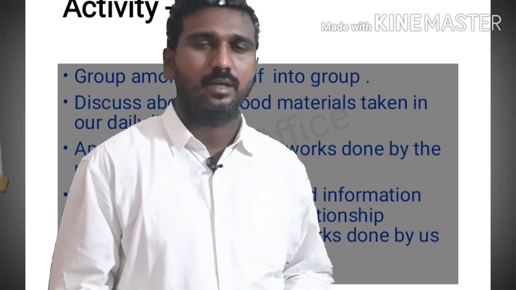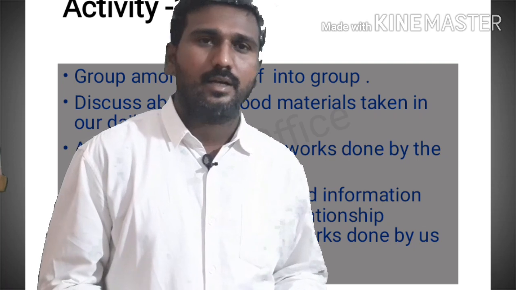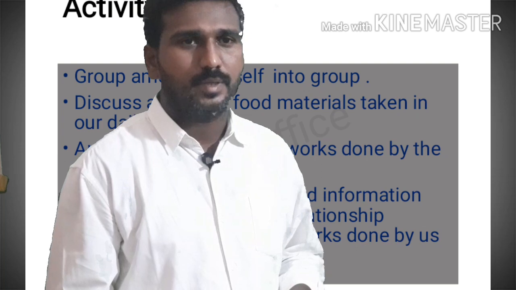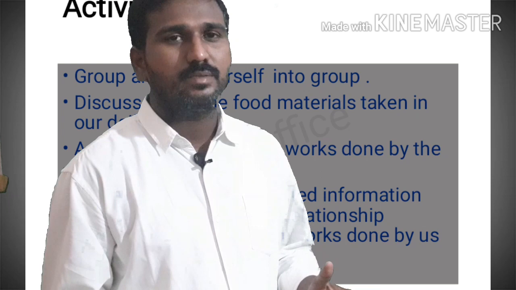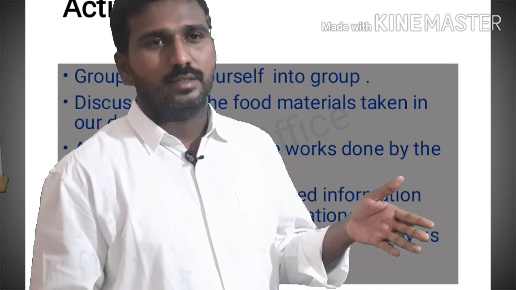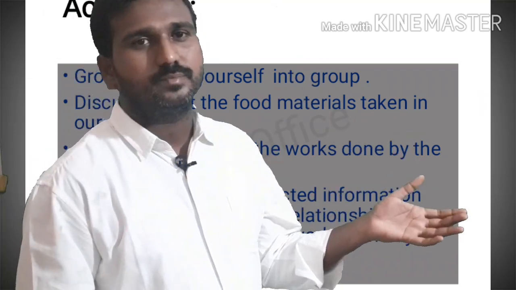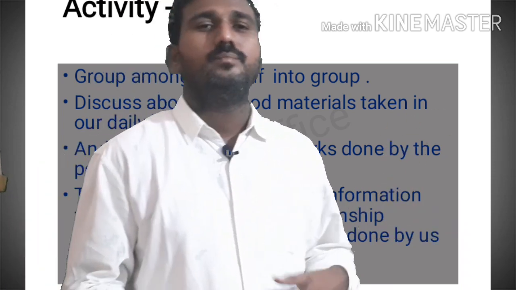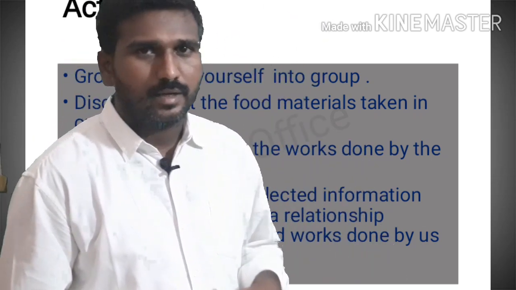You have to discuss with your parents, siblings, that is your brothers and sisters, and your neighbors, and collect the information about various types of food material and the activities performed in our day-to-day life from morning to evening, and tabulate the same information, write the same information in the table, noting the serial number in the first column, and the food items taken by you in the second column, and the third column should consist of the activities performed by you in our daily life.